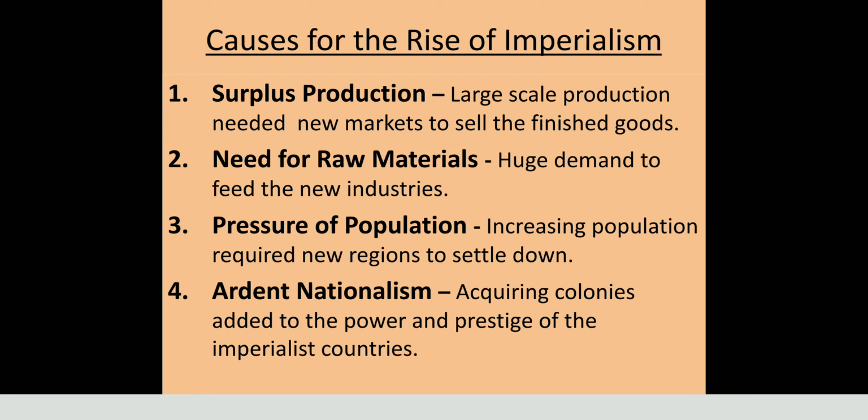Now these factories required raw materials for the manufacturing of goods. For producing cotton cloth, they required cotton, and they required wool to produce woollen cloth. So this fabric was required. These raw materials can easily be acquired from the colonies, which are weaker nations and are rich in natural resources. So to get the raw materials, they required these colonies.